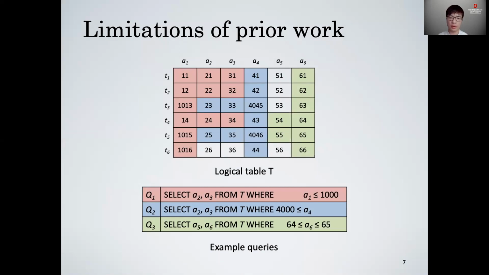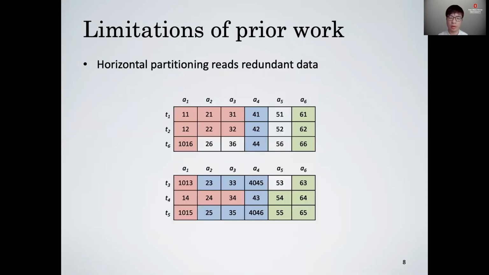Assume we have three queries accessing different table cells marked by three different colors. So the question here is how this partitioning algorithm splits this example table according to the access pattern of the three queries. The horizontal partitioning algorithm splits the 6 tuples to 2 horizontal partitions according to the 3 queries. And we find that these queries, for example, the first one, reads redundant attributes when the horizontal partition is stored in row major order and reads redundant tuples when the partition is stored in column major order.